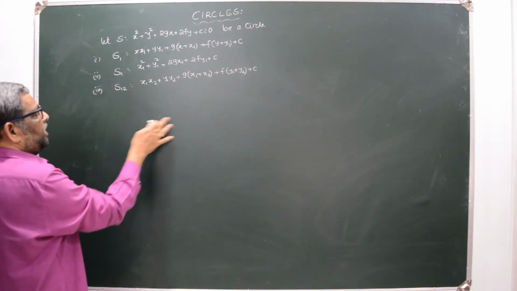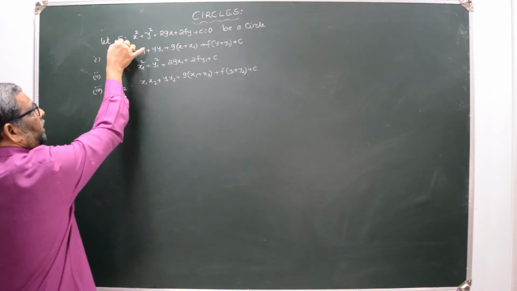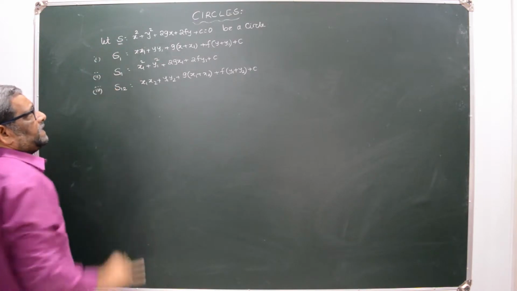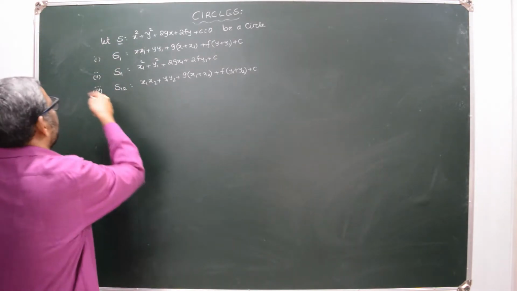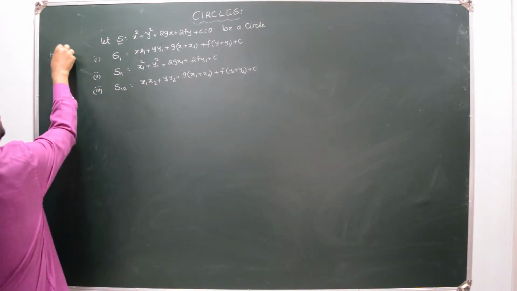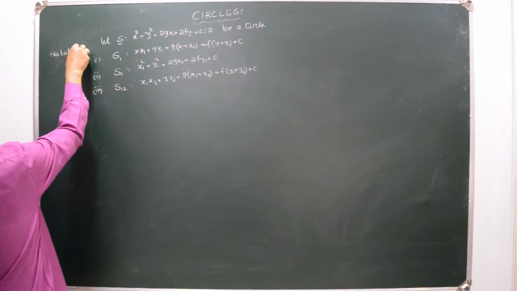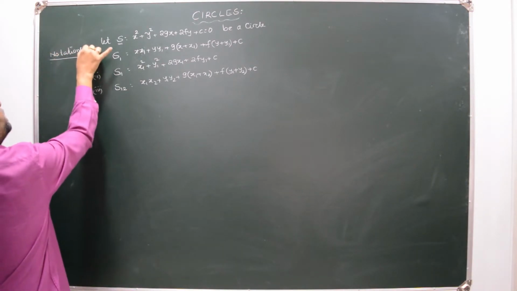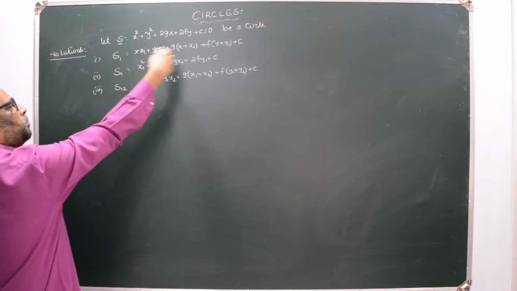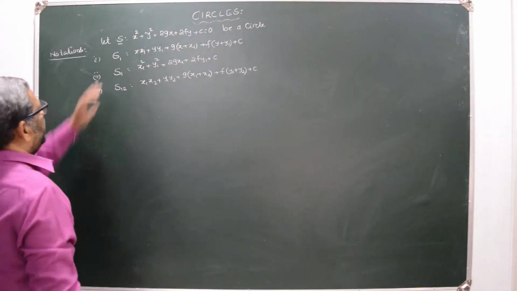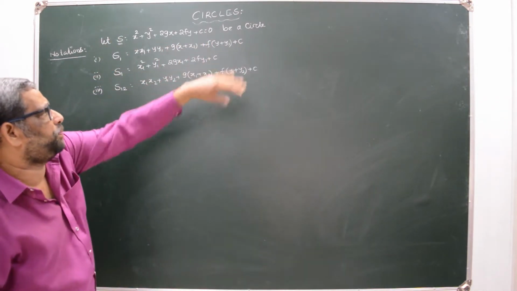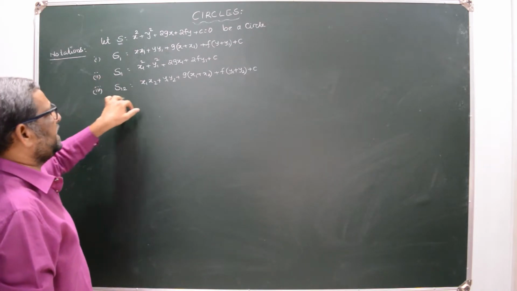Now I will consider a circle S equal to 0. From now onwards we will call the circle S equal to 0. These are the notations which we are going to use. Instead of saying the complete equation, we can call it S1 equals 0. So you can put a 0 here, S11, S12 like that.